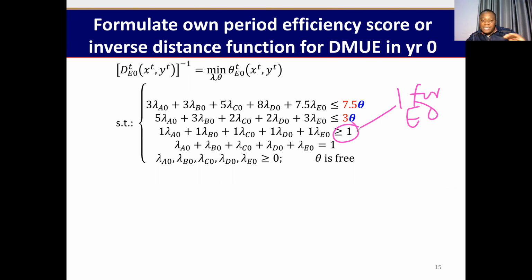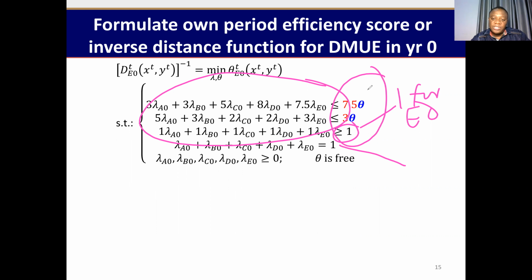So you're taking year one. So how do you read this? You're measuring the efficiency of a firm in year 0 relative to the entire frontier in year 0. And then you have your last but one constraint, which is a VRS constraint, the convexity constraint.